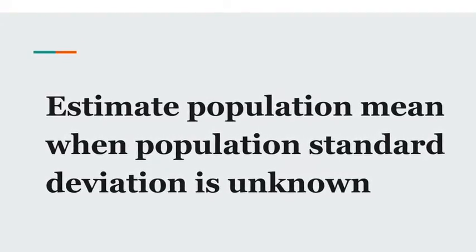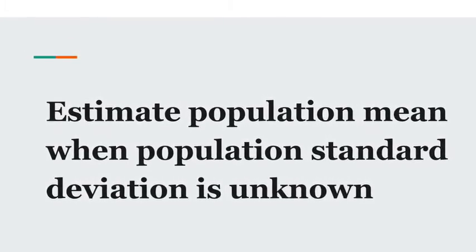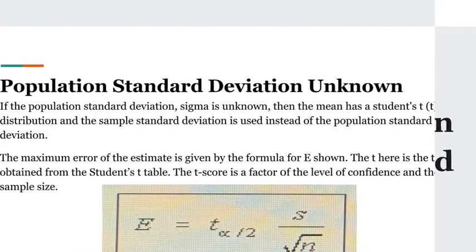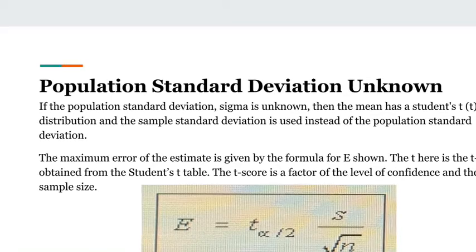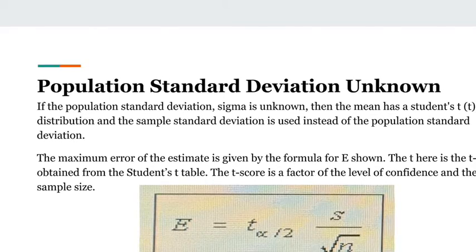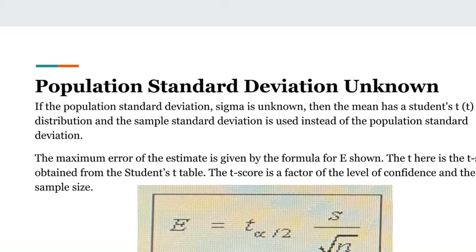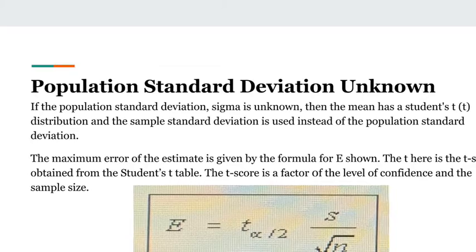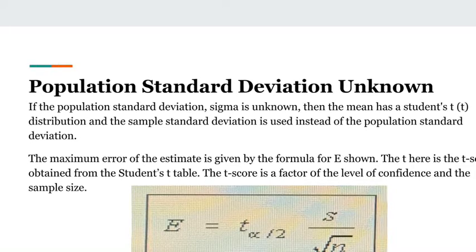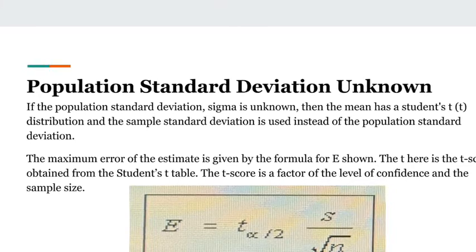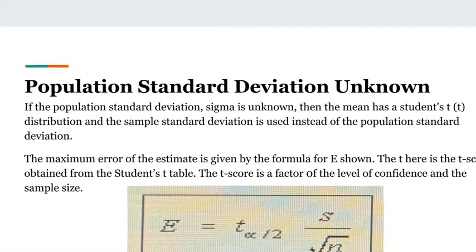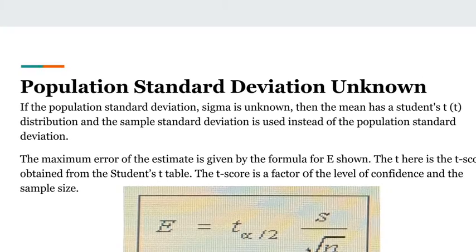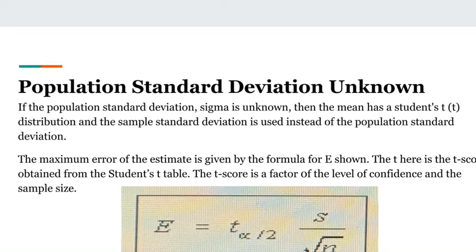Estimate population mean when population standard deviation is unknown. If the population standard deviation, sigma, is unknown, then the mean has a student's t-distribution, and the sample standard deviation is used instead of the population standard deviation. The maximum error of the estimate is given by the formula for E shown.